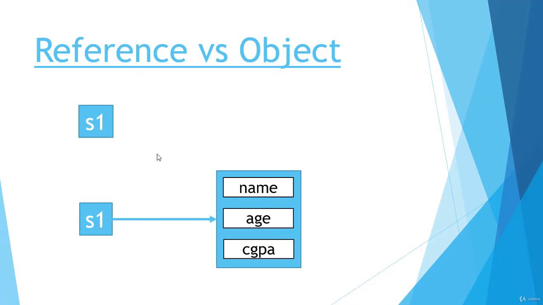Now you can see it in a graphical view. When we create only a reference, then the top one, which is S1, is just a reference, not an object. And in the figure below, you can see that the S1 reference is pointing to the object that has some instance variables like name, age, and CGPA. So this is the difference between a reference and an object. A reference just creates a reference variable that points to nothing. But when we create an object, then the reference points to the object that we have created. Like you can see in this presentation, S1 is pointing to the object of class Student.